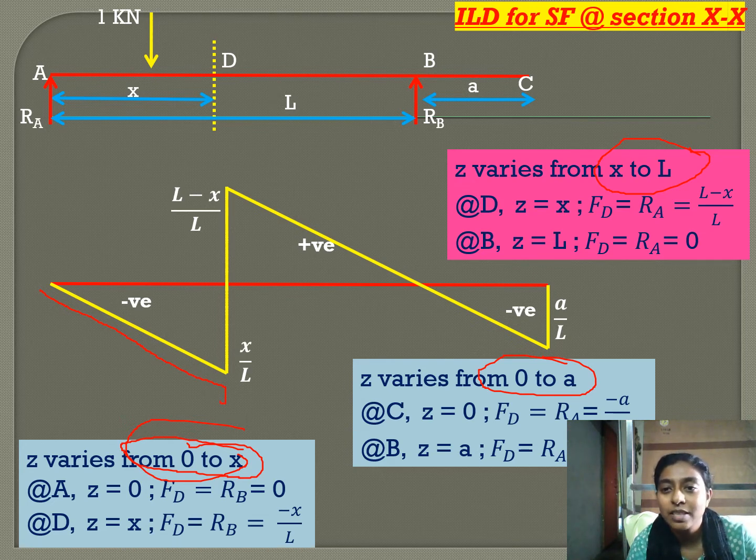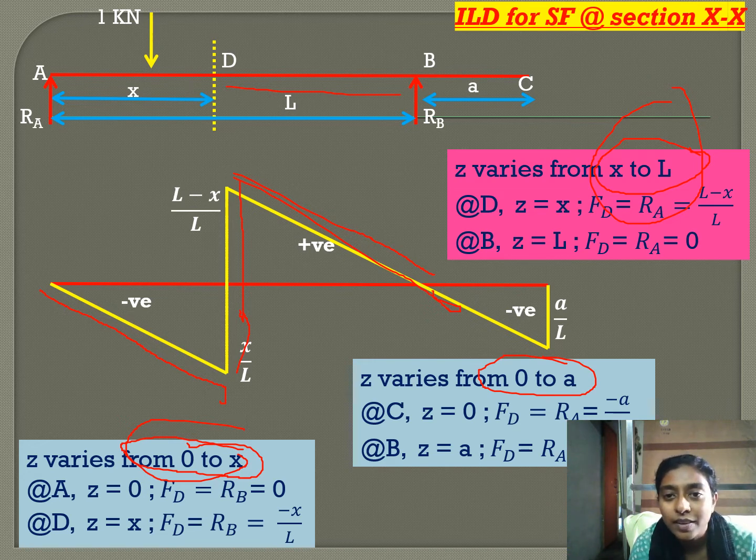Now, we will come to the second part. Z varies from D to B. At D it is L minus x by L, and at B it is 0. Now we will join these two lines, because when there is a unit load at a section, there is a drop or a rise. So here it is a rise from negative to positive.